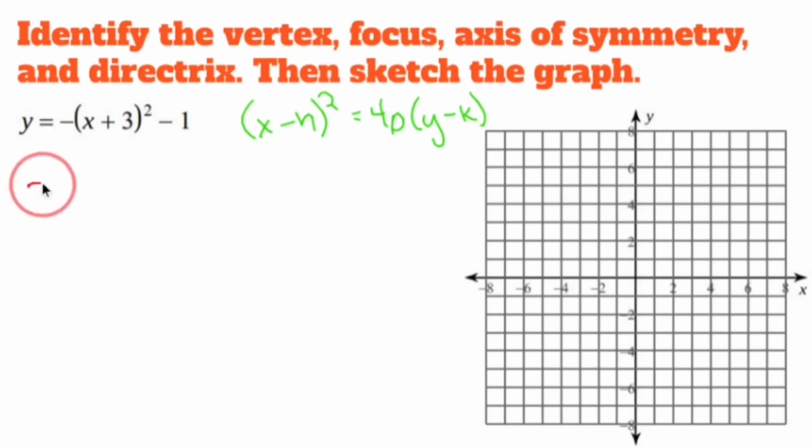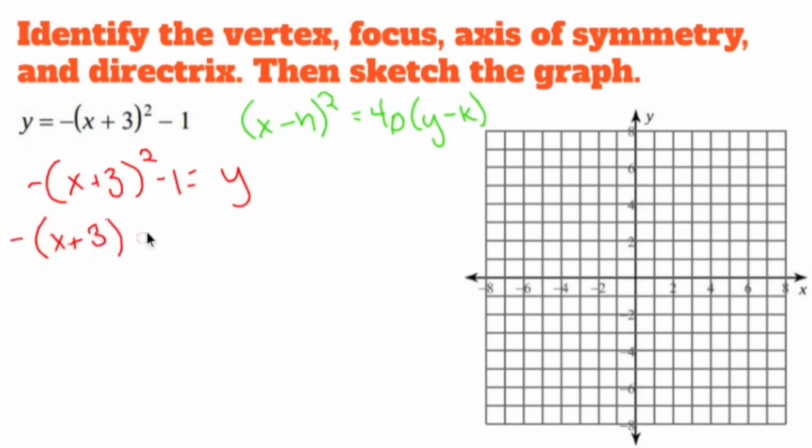We've got negative x plus 3 squared. I'm actually going to keep, now I'm going to still flip it. Minus 1 is going to equal y. Okay, now what I need to do is get all the y stuff on the right side. So let's add 1. So negative x plus 3 squared. Let's add 1 to both sides.